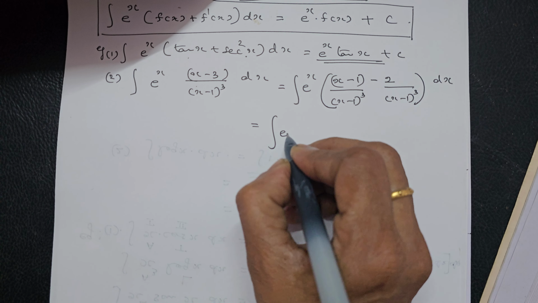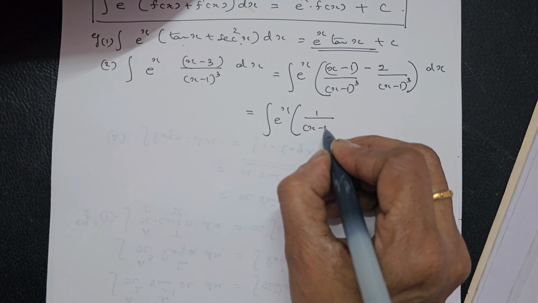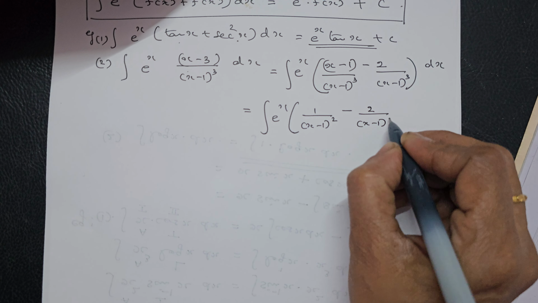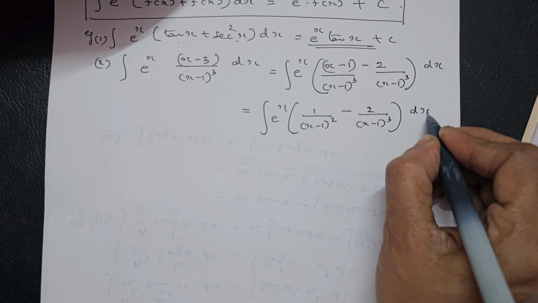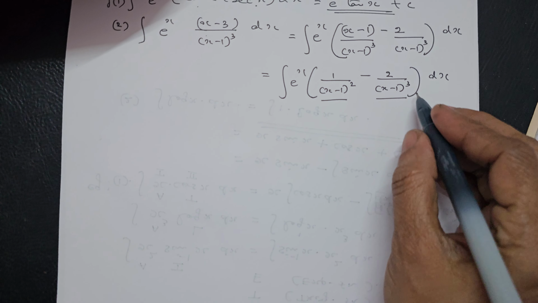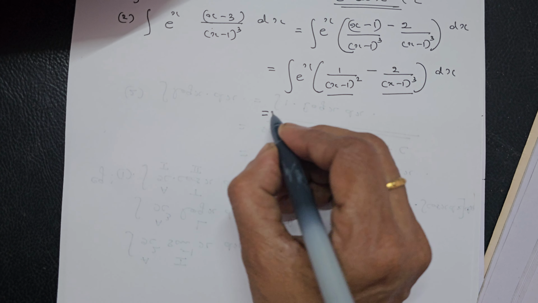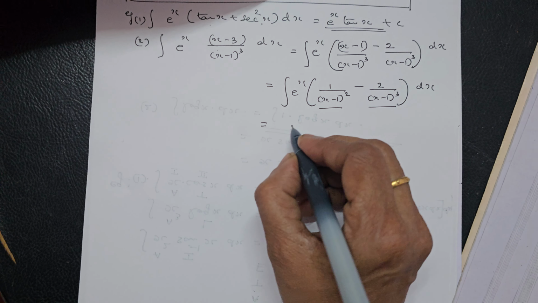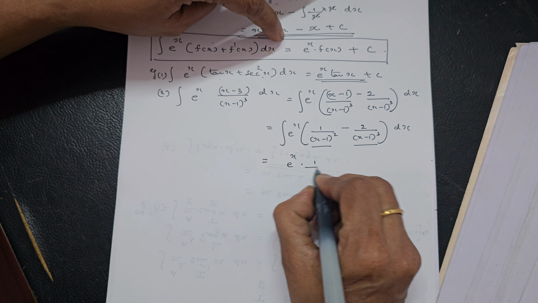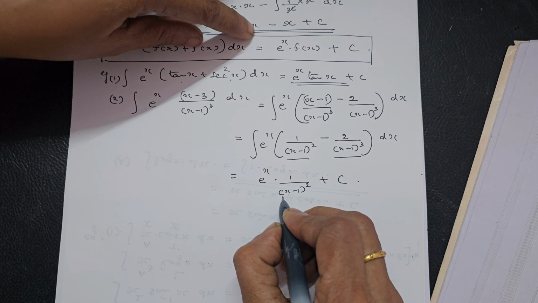So what is that equal to? That is integral e raised to x into, cancelling, 1 by x minus 1 whole square minus 2 by x minus 1 whole cube dx. This is the function, this is the derivative. Derivative of 1 by x minus 1 whole square is minus 2 by x minus 1 whole cube. So according to this rule, the answer should be e raised to x into f of x, that is 1 by x minus 1 whole square, plus c.